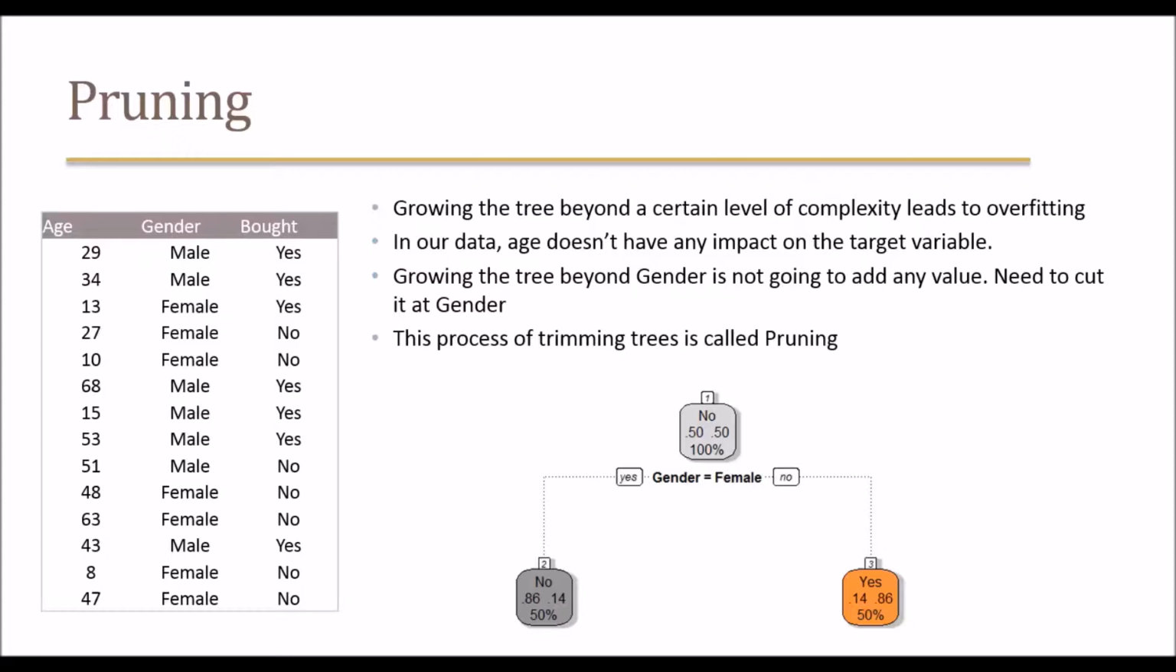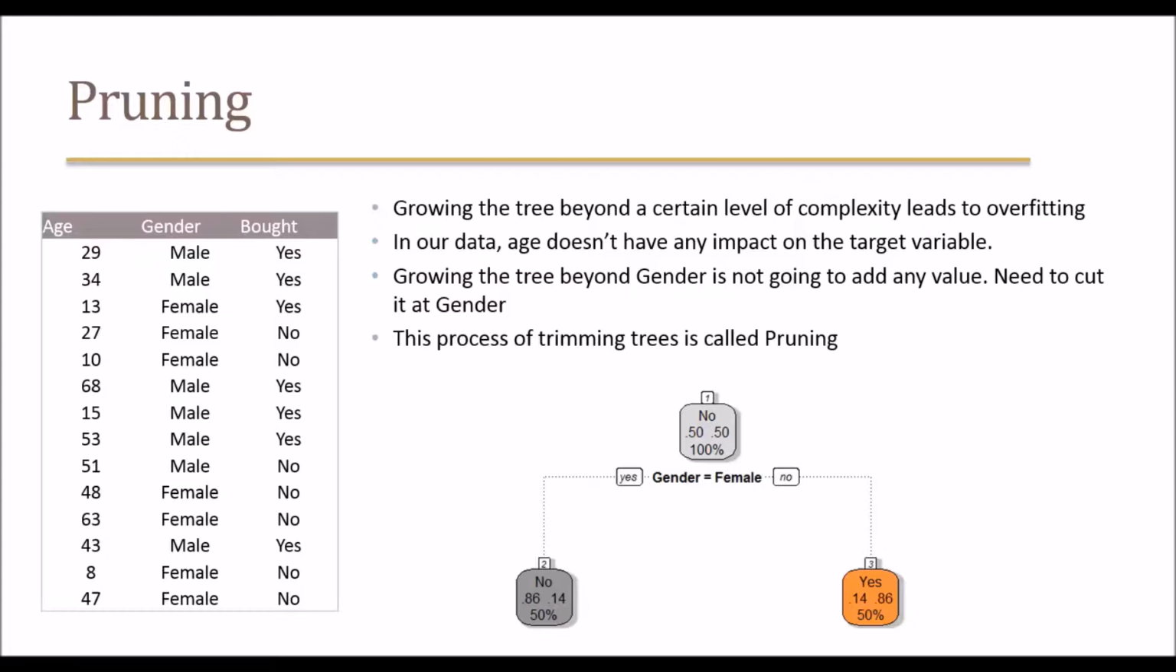We might have to trim the trees after building them, or at least we need to control the tree growth before building them. Before building the tree, we might have to tell the decision tree algorithm, do not build beyond this level of complexity. Do not build if the information value is not much improved. Do not build beyond 3-4 steps. Or if you already built it, maybe we might want to prune the tree. So the process of trimming the trees is called pruning.